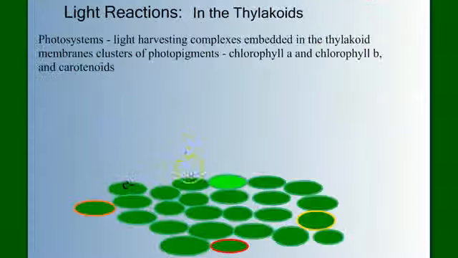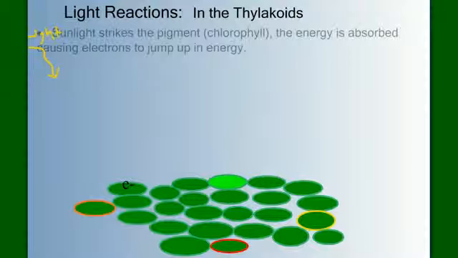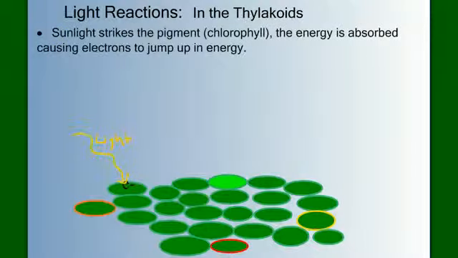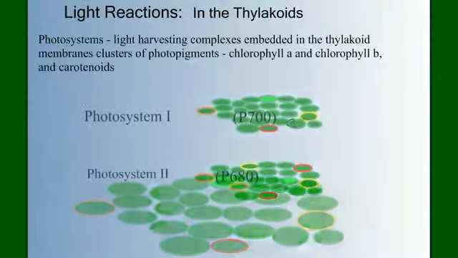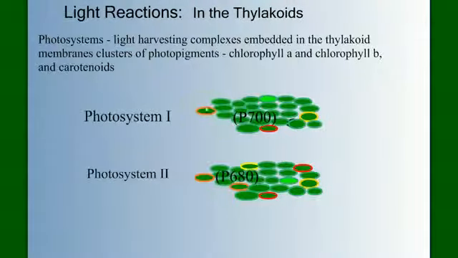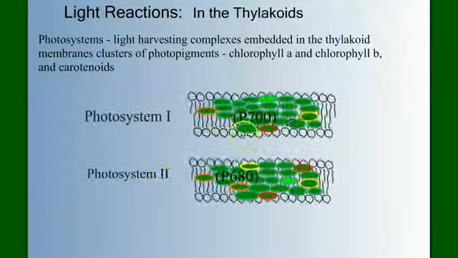Recall that our photosystems are clusters of photopigments embedded in the membrane that are really good at absorbing light energy, and when they do, electrons are boosted to a higher energy level. In the chloroplast, we have two distinct photosystems, photosystem 1, or P700, and photosystem 2, or P680.